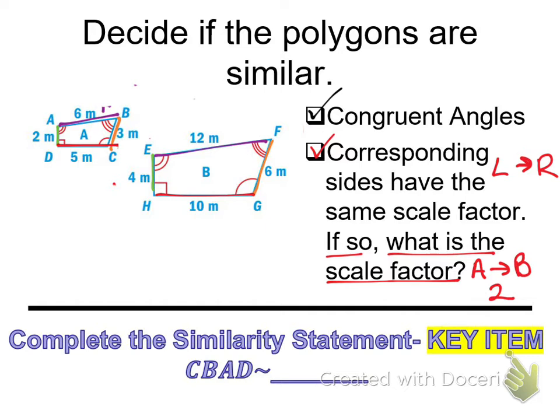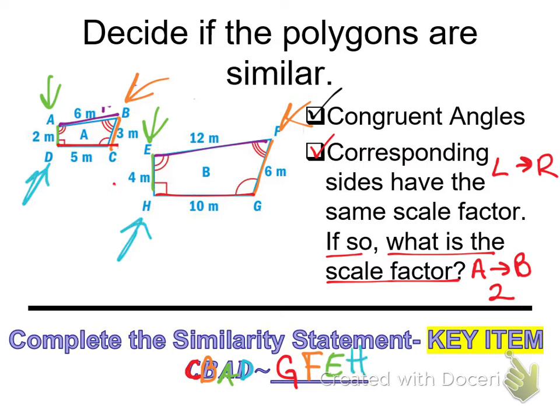So using the figure above, we have C listed first. So C corresponds with G in the other figure, so G would come first. And then you have B, which is here. B corresponds with F, so F would come second. Then you have A, and A corresponds with E, so E. And then last, we have D, which corresponds with H. So this would be a similarity statement.